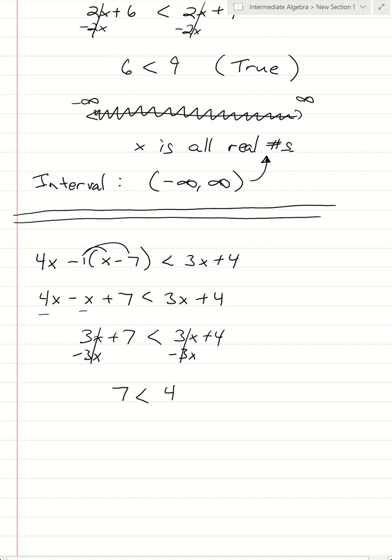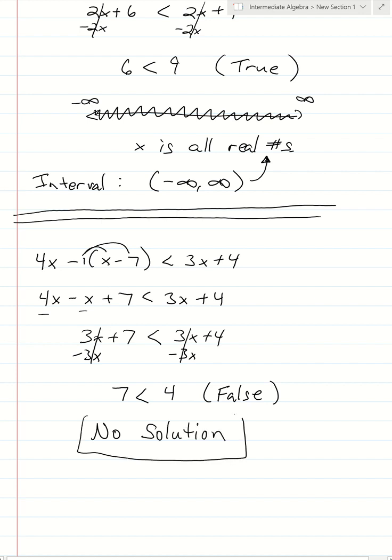And now, once again, the variable that we are solving for is gone. So we have to look at the statement that remains. Now, 7 is less than 4. Does that make sense? The answer is no. That is a false statement. So nothing is true here. So as far as our number line is concerned, nothing is going to get shaded in. So basically what we have here is no solution.